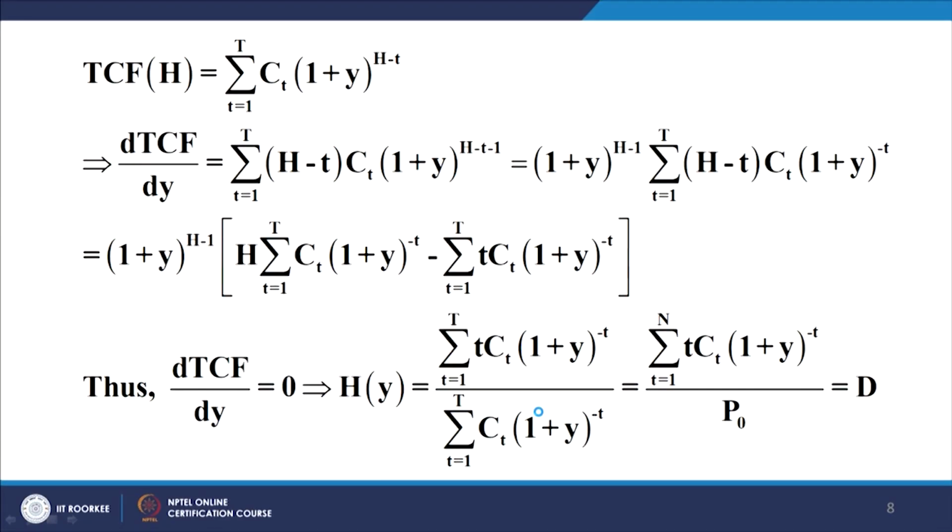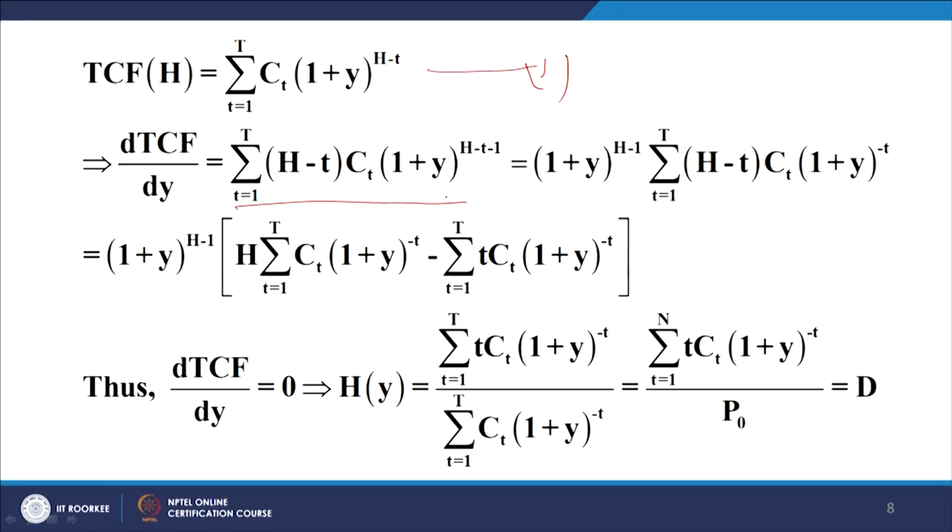Let us now take the derivative of this with respect to y. When we take the derivative of this, equation 1, say, the formula for the total cash flow at t equal to h with respect to y, what we get is the expression here that I have underlined: summation t equal to 1 to capital T, (h minus t) into (1 plus y) to the power h minus t minus 1, or h minus 1 minus t, as you may like.